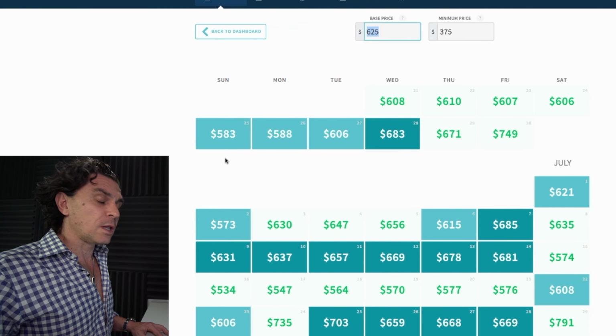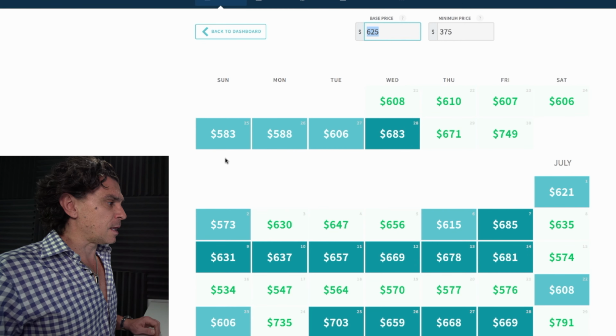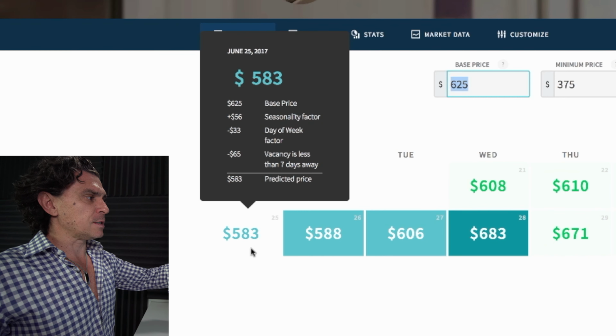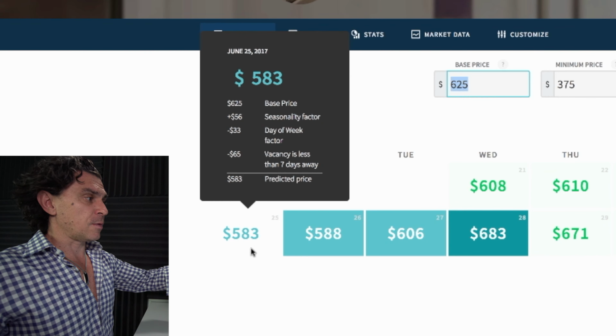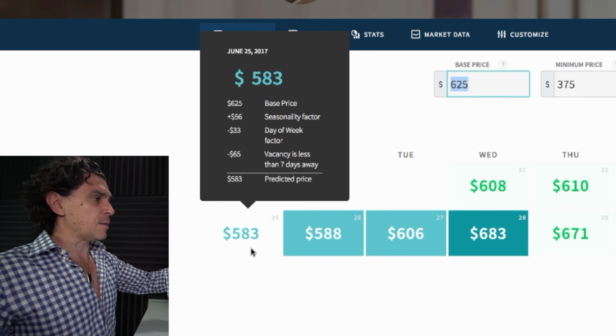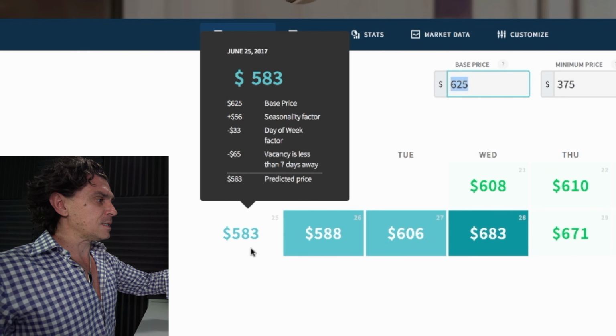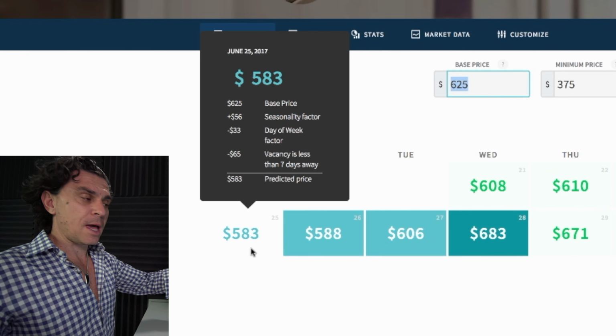And so when the number's below, and you'll see that in that light blue, you can hover over it and it'll tell you why. Here's my base price of $625. It's a summer season, so I guess they're increasing it by $56. The day of the week being a Sunday, it gets a reduction of $33. And then because the vacancy is less than 7 days away, they're predicting a price of $583.